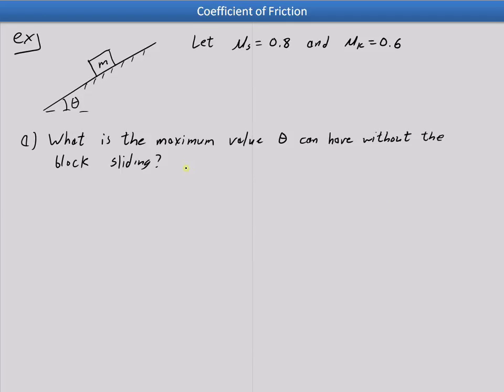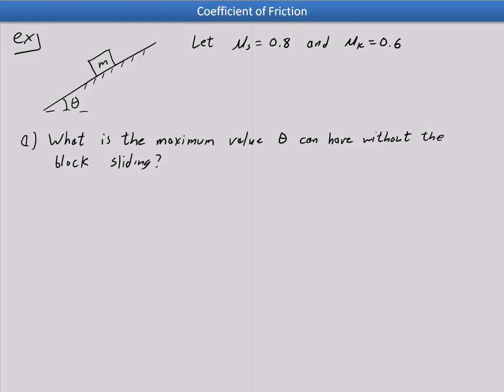Alright, so in this problem we're going to have an inclined ramp at some angle theta. We'll have a block sitting on there, and there's friction between the ramp and the block. Let's say that the coefficient of static friction is 0.8, and the coefficient of kinetic friction is less, so it's 0.6. I'm just making up these numbers. The first part of the problem is what can be the largest value theta here that we could have without this block just sliding down on its own.